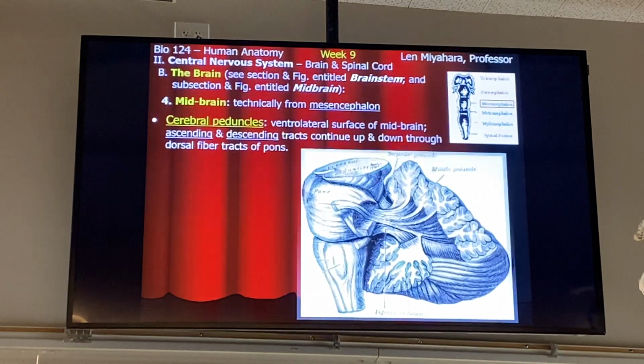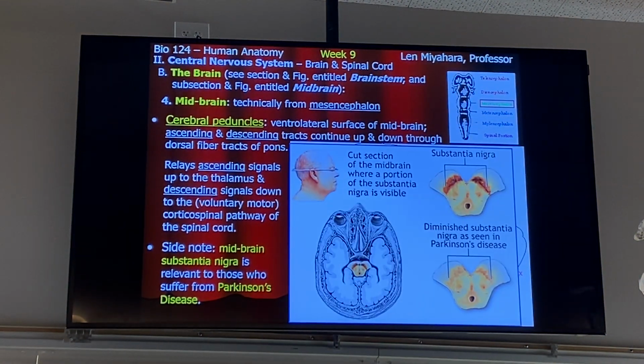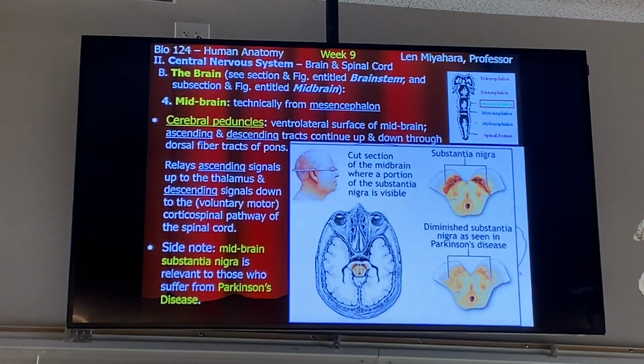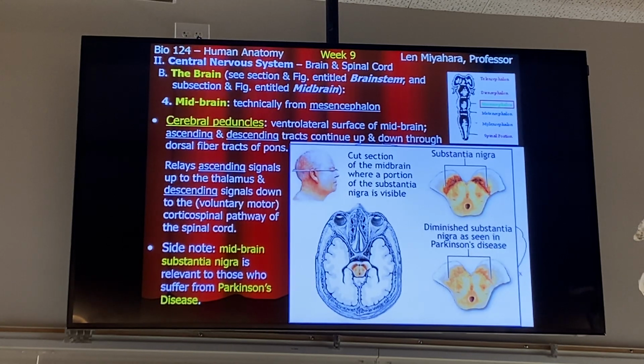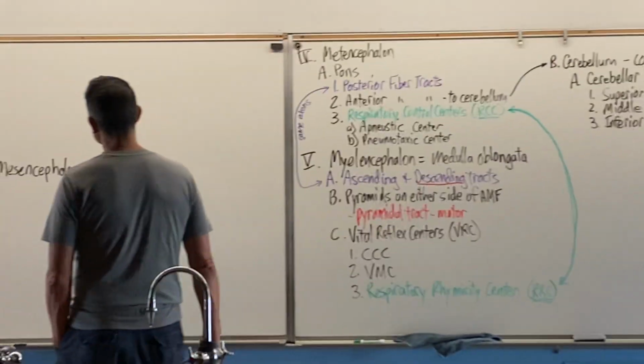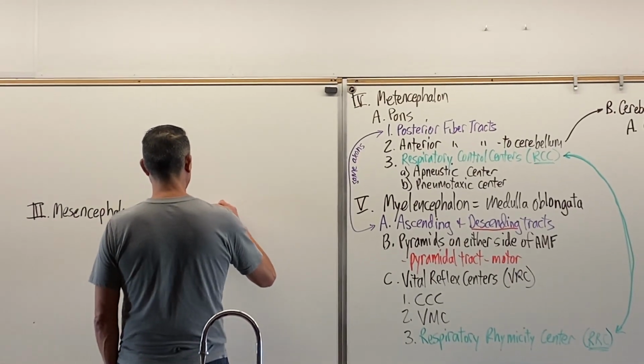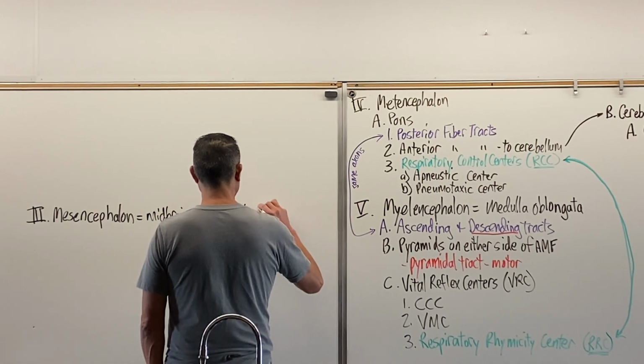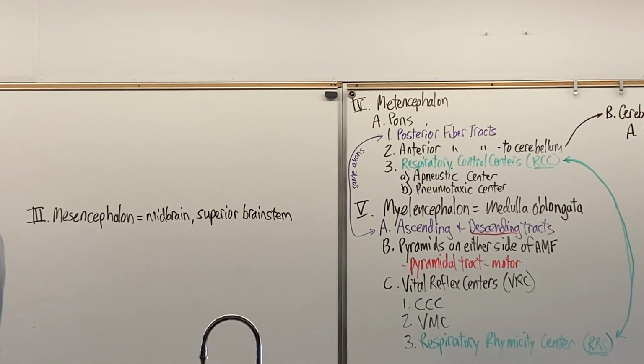All right, mesencephalon. Trying to fill in the blanks. This is the midbrain, the superior, or the top portion of the brainstem. Okay, we have cerebral vesicles.